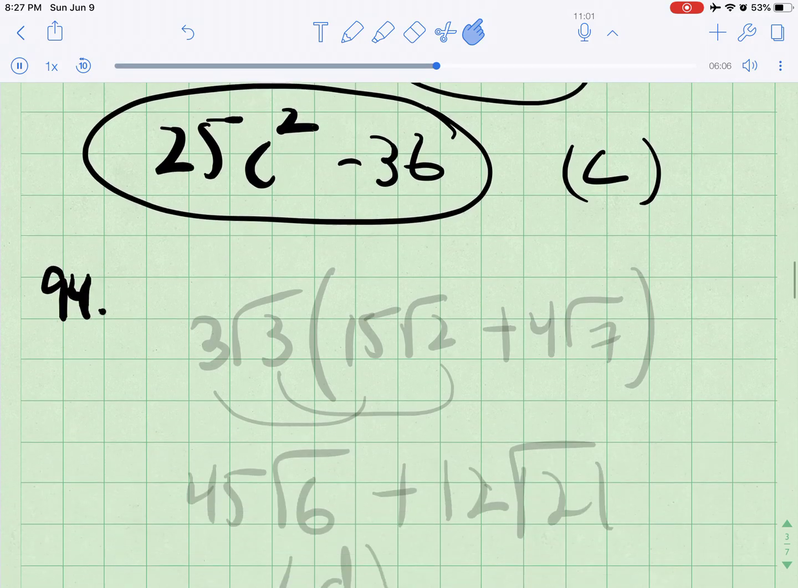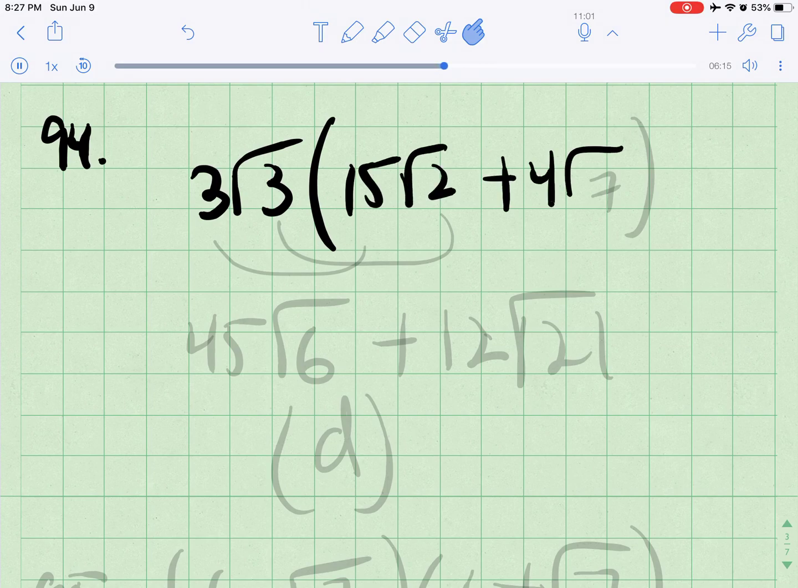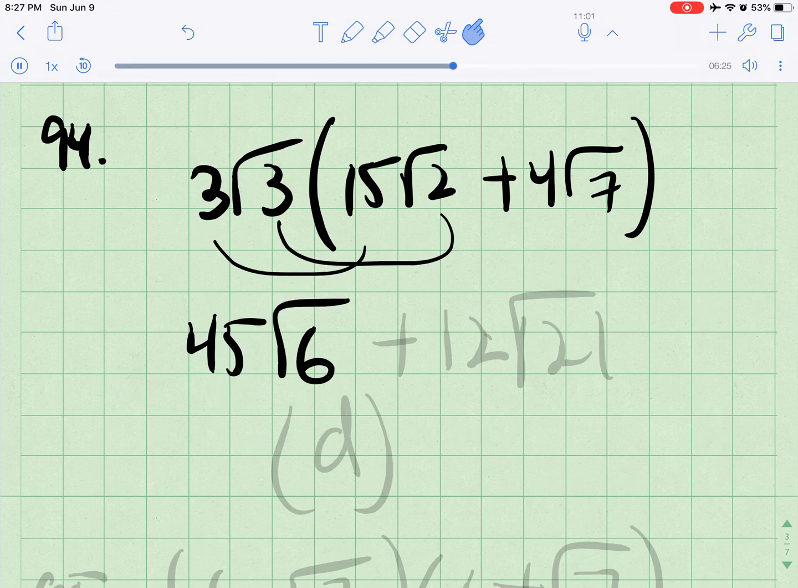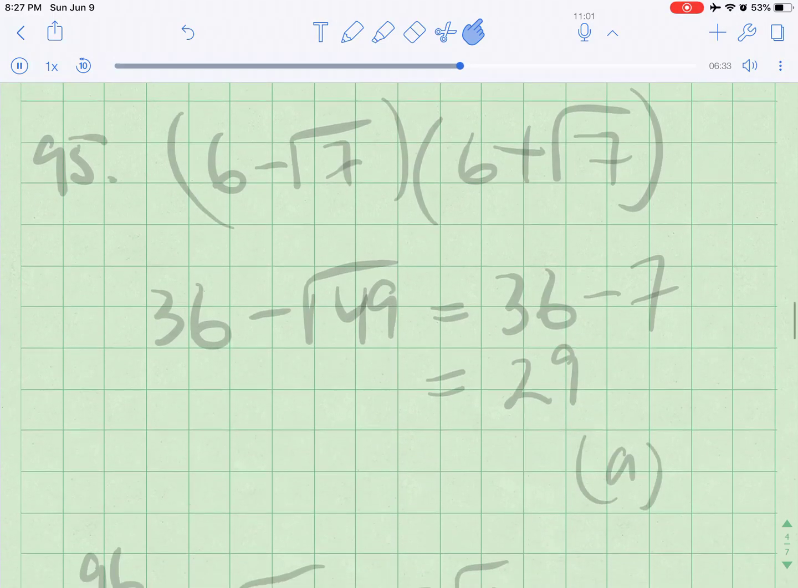94. 3 root 3 times 15 root 2 plus 4 root 7. We're going to multiply what's out in front. This is 45 root 6. So 3 times 2, but keep it under the radical. Plus 12 root 21. That is choice D. No more simplification there. No perfect squares under the radical.